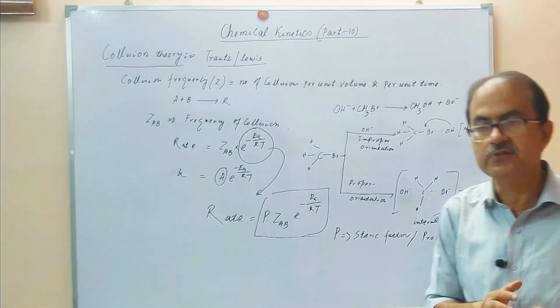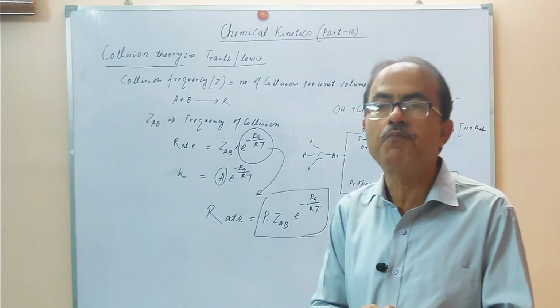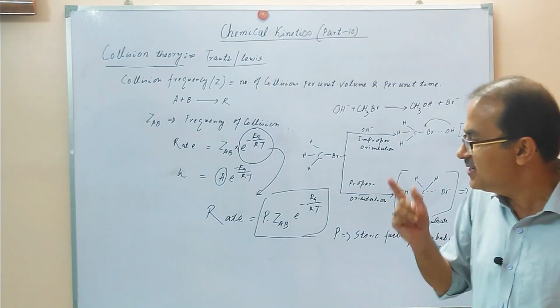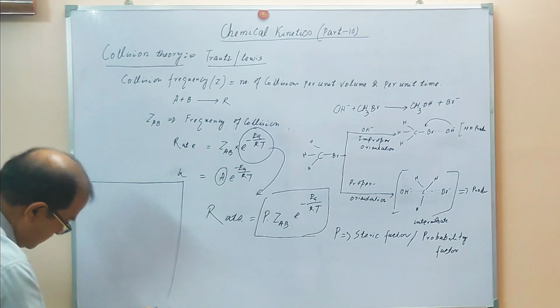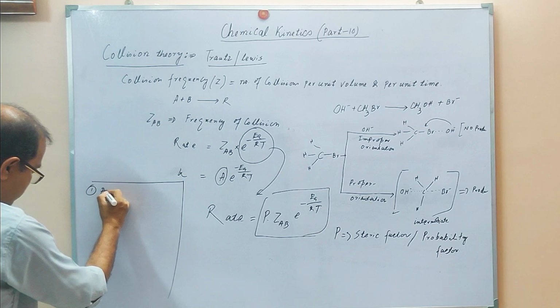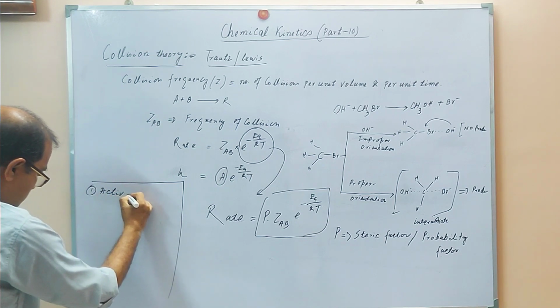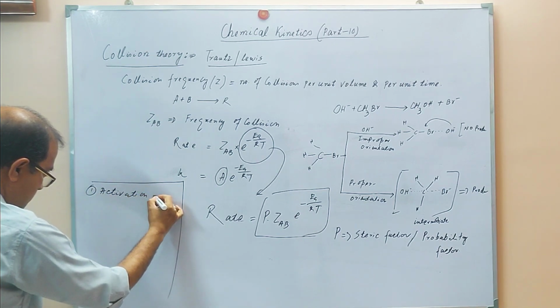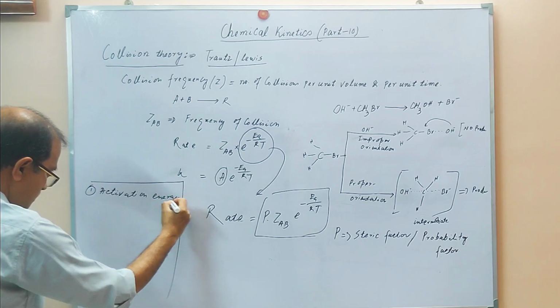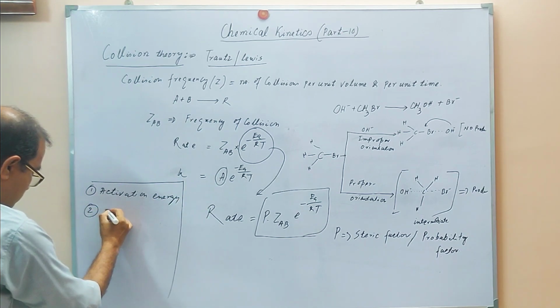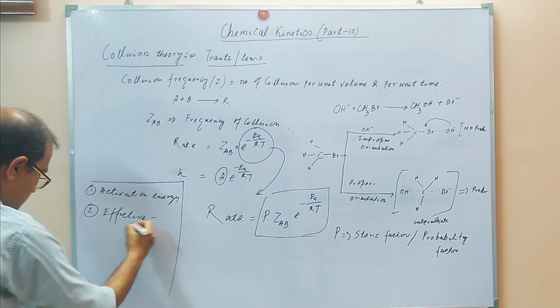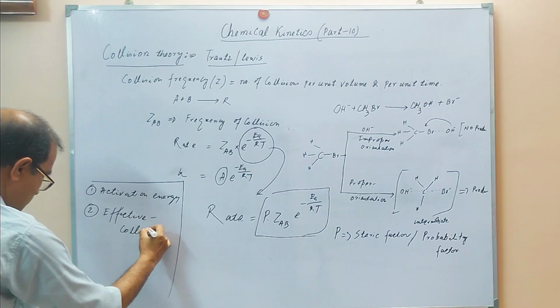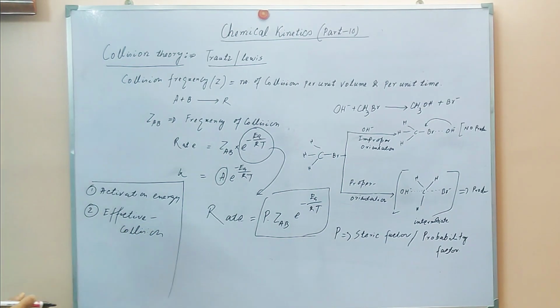So you can understand that when we are going to make the reaction successful, when an effective reaction is going on and we are producing the product, there are two things we must remember. Number one, the activation energy. And number two, the effective collision. So these are the two things that we need to understand. I think it is clear to you.